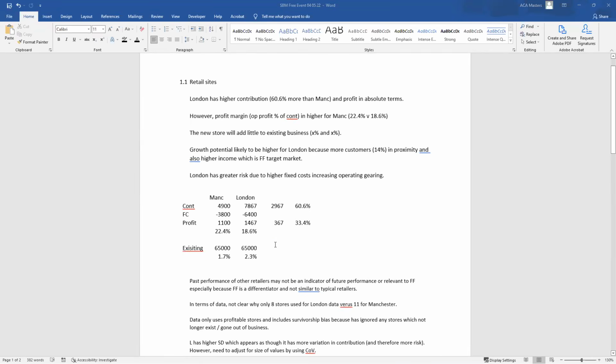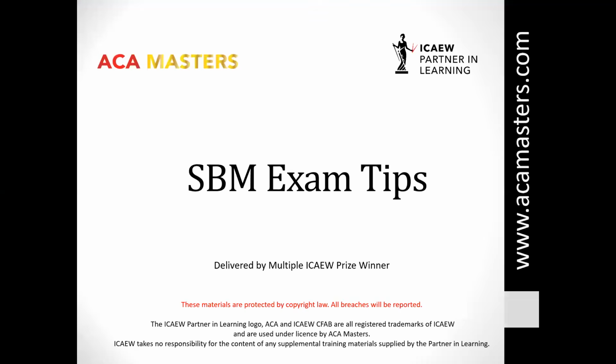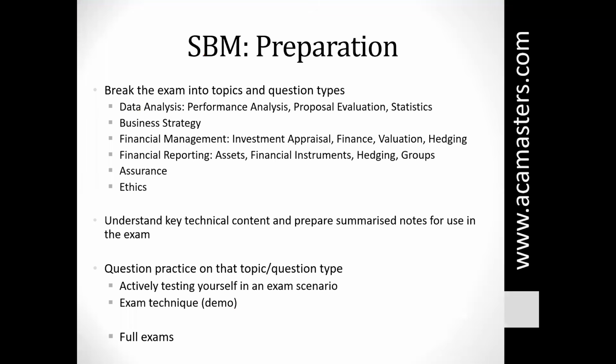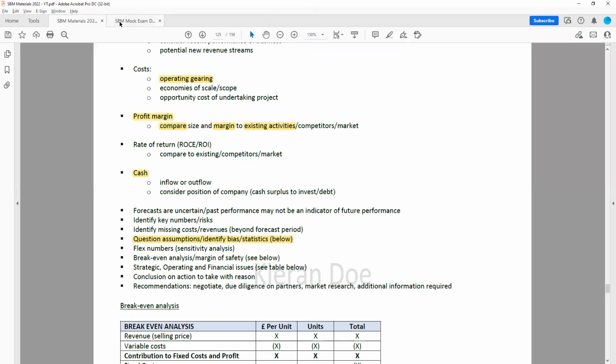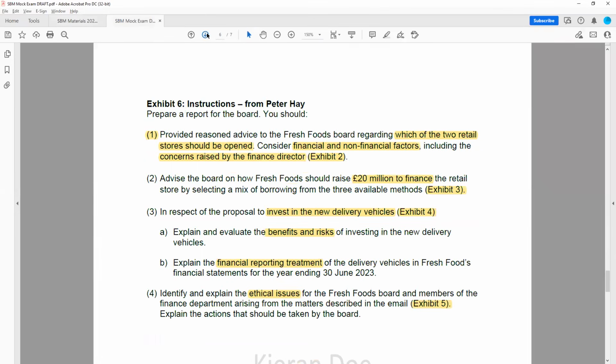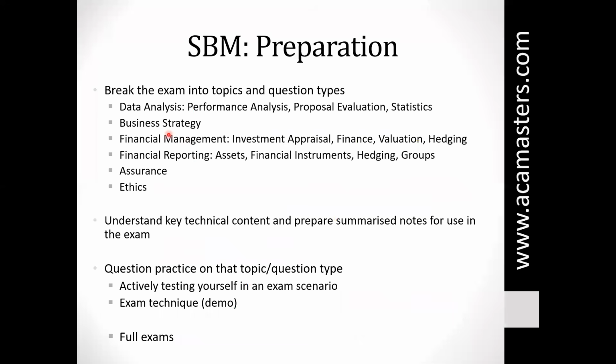So what we'll do now is we'll just have a bit of a chat about how to approach the SBM exam generally, and in terms of your preparation in the months leading up to the exam. So as I've said, the SBM exam will have different question types. As I said, when you actually look at the requirements you face in the SBM exam, you'll see that you have different question types. So as I've mentioned before, have some on data analysis, and we've seen some of those there.